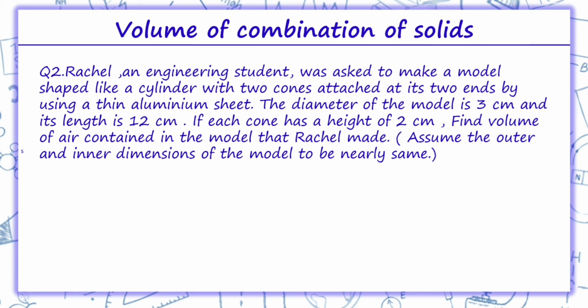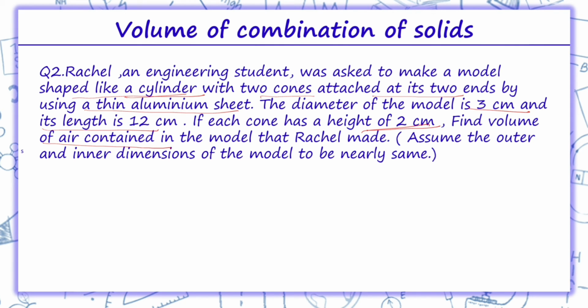Rachel, an engineering student, was asked to make a model shaped like a cylinder with two cones attached at its two ends by using a thin aluminium sheet. The diameter of the model is 3 centimeter. Length of the model is 12 centimeter. If each cone has a height of 2 centimeter, we have to find volume of air contained in the model that Rachel made.